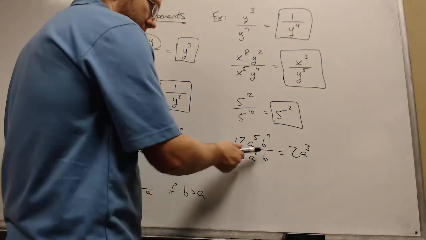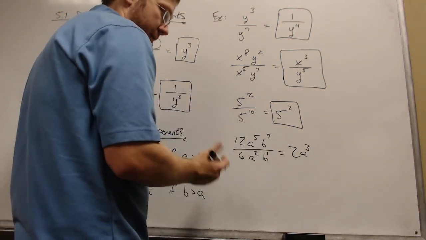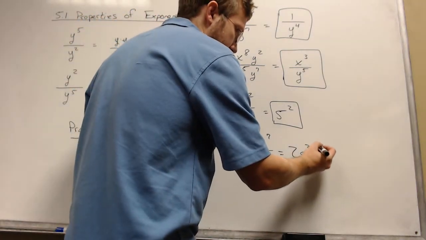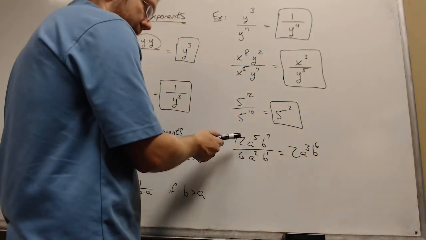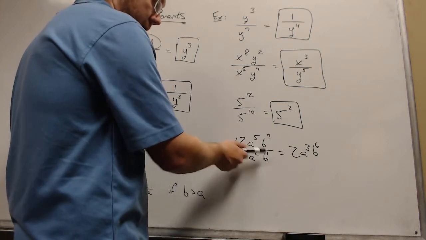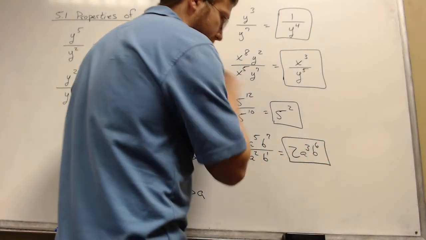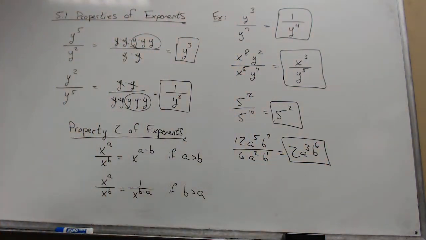And when I deal with the b's, there's 7 b's and 1 b. So how many b's are left over after canceling? 6 b's. And these all happen to be in the numerator because I have a larger coefficient and a larger exponent on both variables. So all of this falls up in the numerator, and there is our simplified answer. I don't think there's too many other variations of this that could throw a wrench in it, so there's our property 2 of exponents.